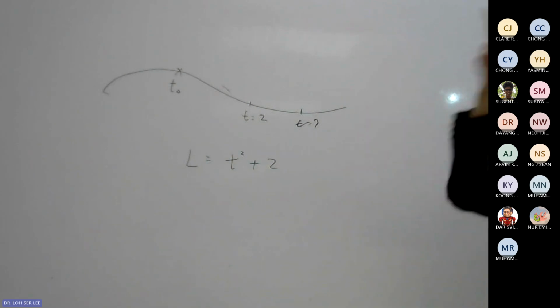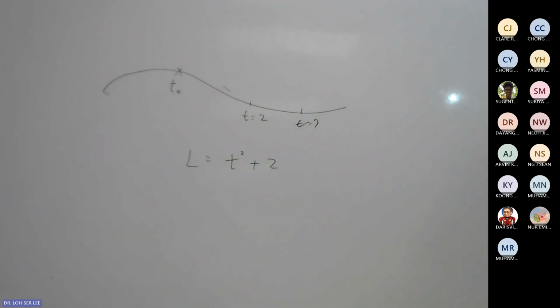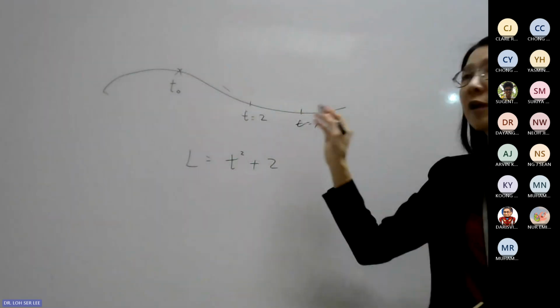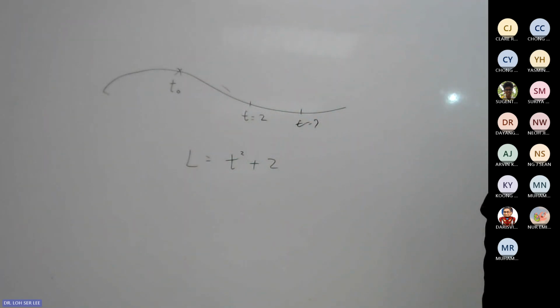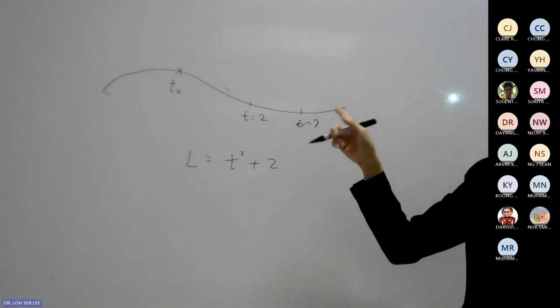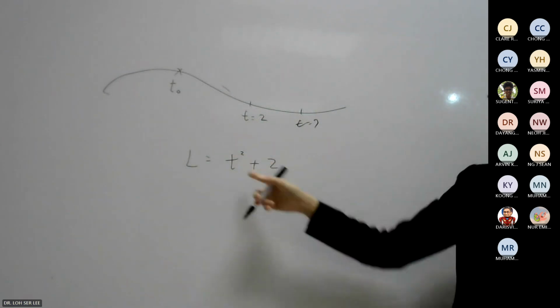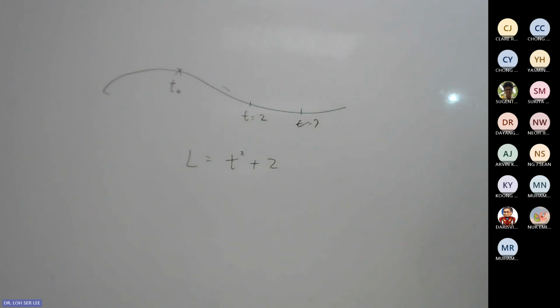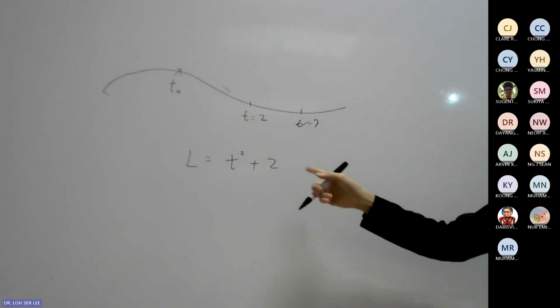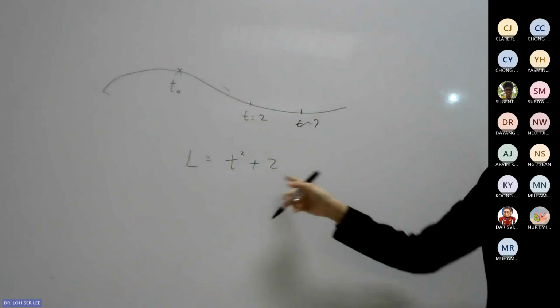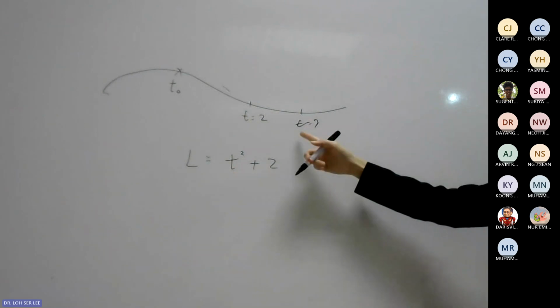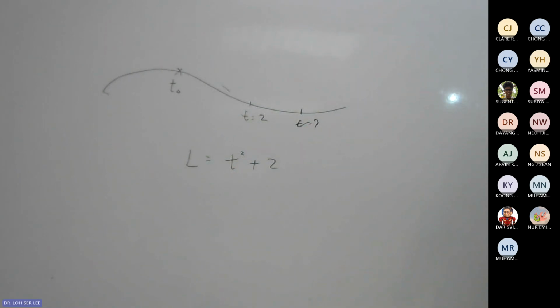This is different from the previous example, because in the previous example you know where to stop. If you know where to stop, of course, what we get will be a value. But if you're not given the information on where to stop, then we will get an arc length function instead of a value, because this is a variable. T can be anything.